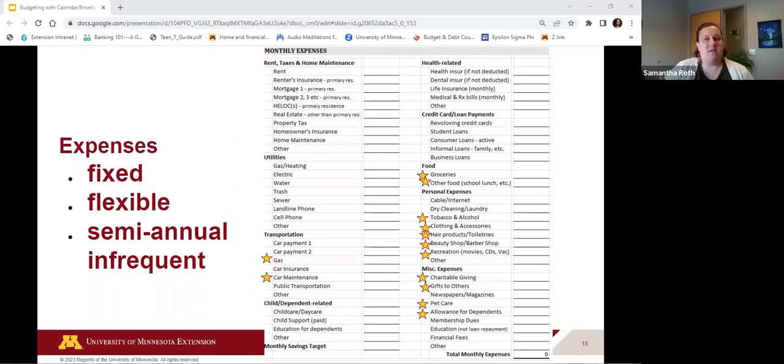As you can see, there are some stars on here. So these are things that, working with clientele and in our own lives, envelope systems are helpful for. So groceries, like I said, eating out or other food, tobacco, alcohol, clothing, toiletries, beauty shop, recreation, all these sorts of things are good things to use an envelope system for.